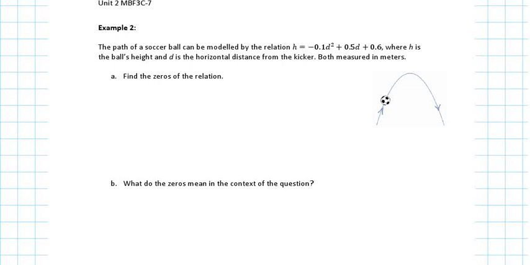So the path of a soccer ball can be modeled by the relation h equals negative 0.1 d squared plus 0.5 d plus 0.6, where h is the ball's height and d is the horizontal distance from the kicker, both measured in meters. So I have the height of the ball and the distance from the player. Find the zeros of the relation.